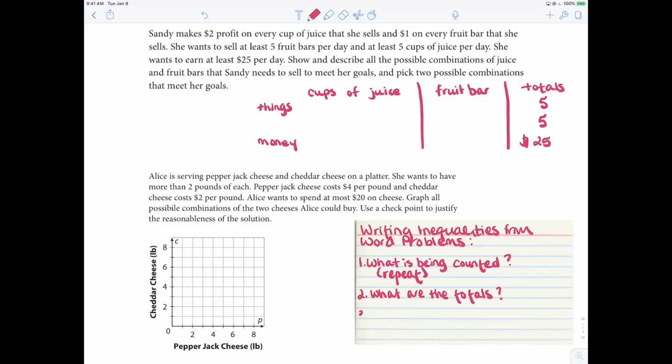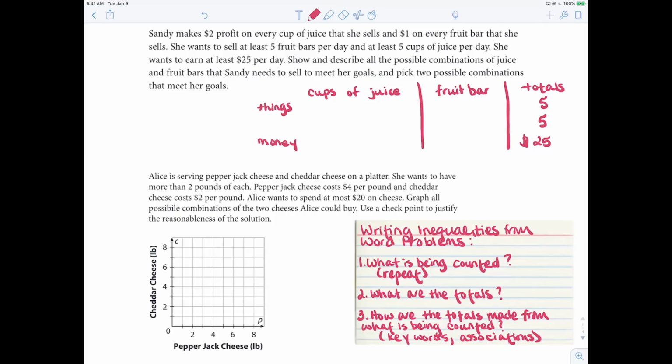Right? And one of the last things I ask myself is, how are the totals made from what is being counted? So from what is being counted, the 5 fruit bars is made from fruit bars, but I don't know exactly how much because it's at least, and we'll talk about that too, because we want to look for keywords and associations.